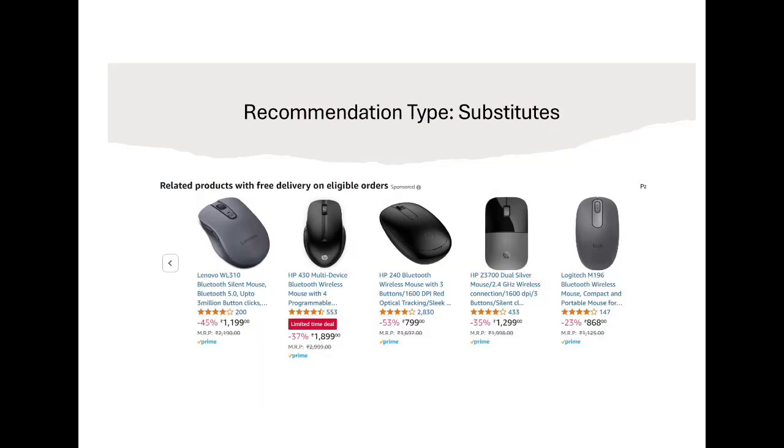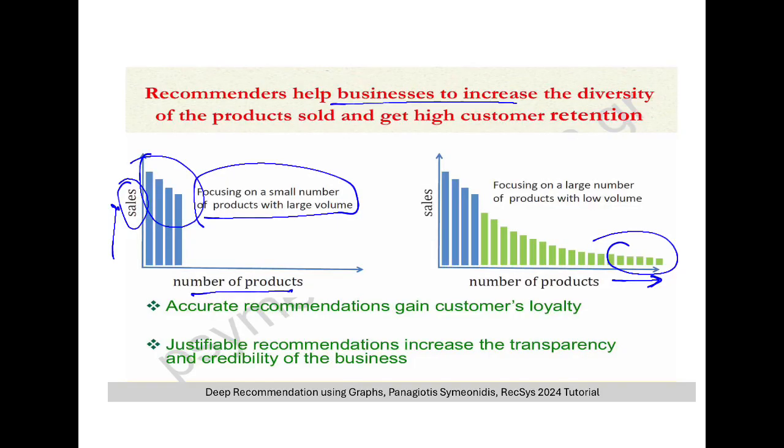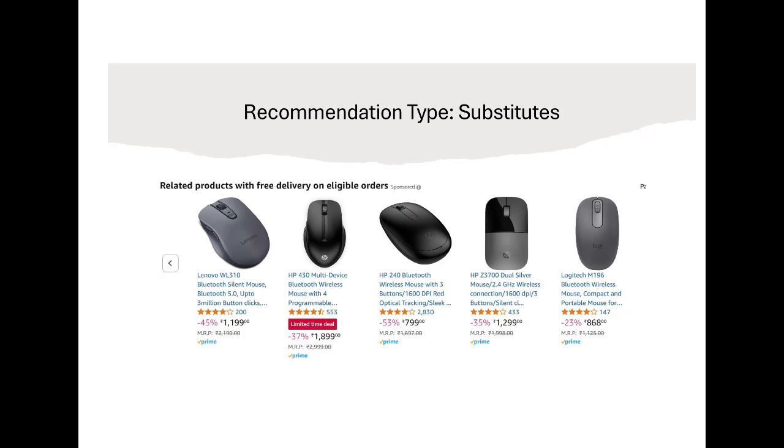Okay. So there are different types of recommendation systems. One type is substitutes. Let's say you bought a mouse and then it shows related products with free delivery on eligible orders. So you are seeing all the mouse substitutes. One product you have shown interest in, another product is kind of a substitute.